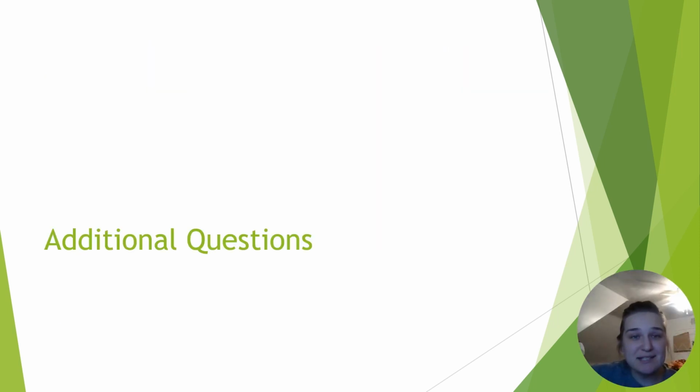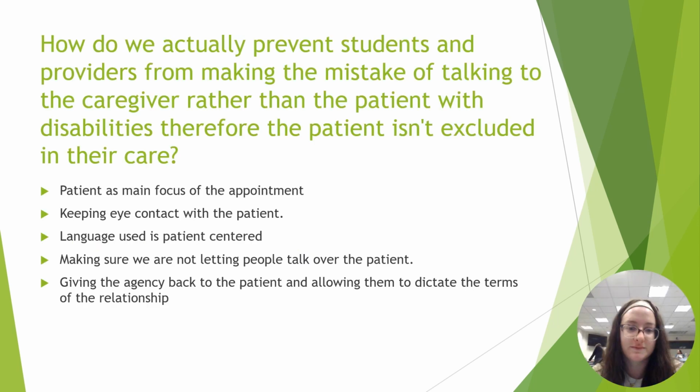Now that we have covered the basics of health literacy and why it's important for health providers to consider, let's jump into some additional questions. Another question we have is, how do we actually prevent students and providers from making the mistake of talking to the caregiver rather than the patient with disabilities, therefore the patient isn't excluded in their care? We as providers can make sure that the patient is the main focus of the appointment. We can do this by having the patient seated on the exam table while having the caregiver sitting in a chair not right next to the patient. That way we can make sure to be making eye contact with the patient the entire time and not making side glances to the caregiver.